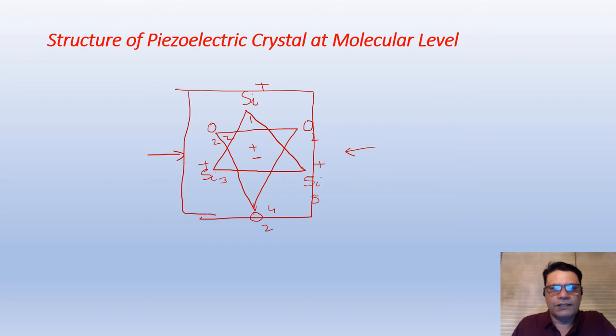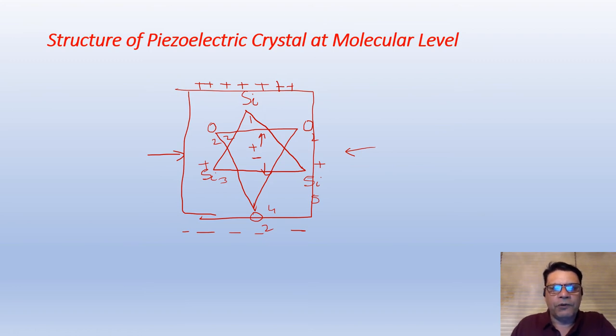At the boundaries of the crystal, what happens? The positive charge and negative charge are separated and they move towards the opposite poles, and the opposite poles become polarized. One pole becomes positively charged and the other pole becomes negatively charged. And now this crystal is called a polarized crystal, and there is a potential difference on the two opposite edges of this crystal.